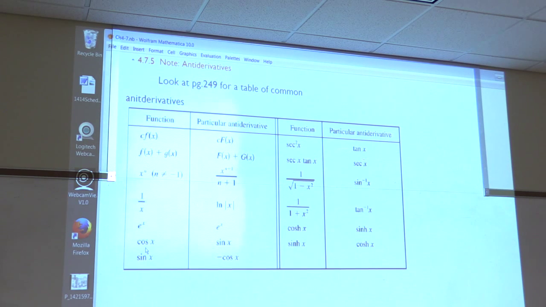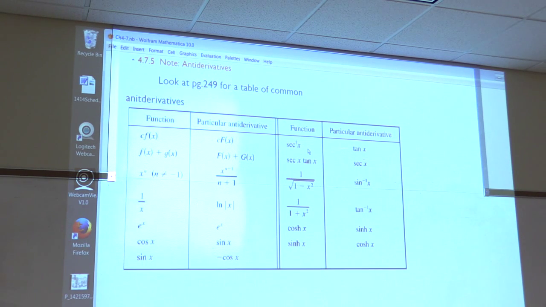The antiderivative of cosine x would be positive sine x, because remember, you're working backwards, right? And just think through it. What's the derivative of sine of x? Cosine x. So when you go backwards, cosine to sine, it doesn't change signs. But sine does. The antiderivative of sine x is negative cosine x.